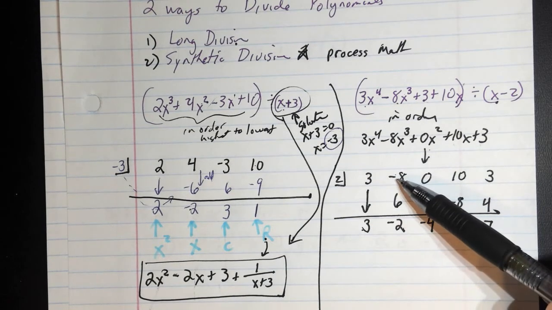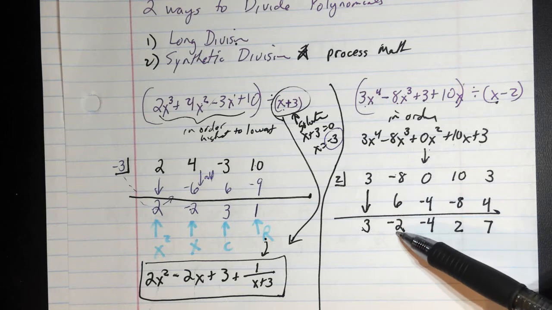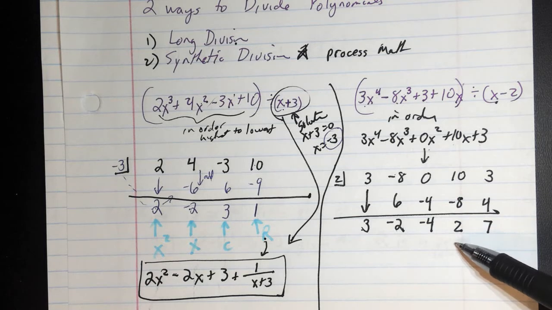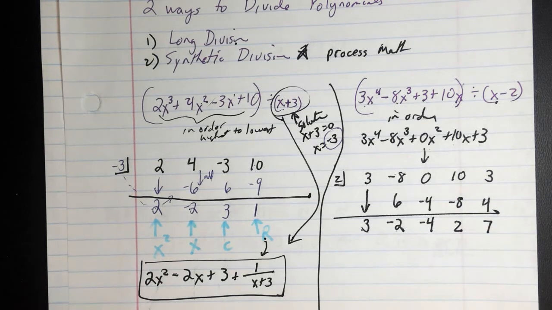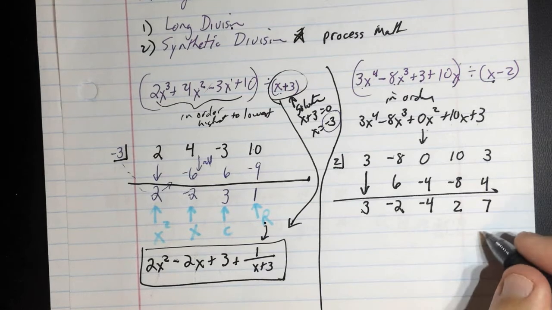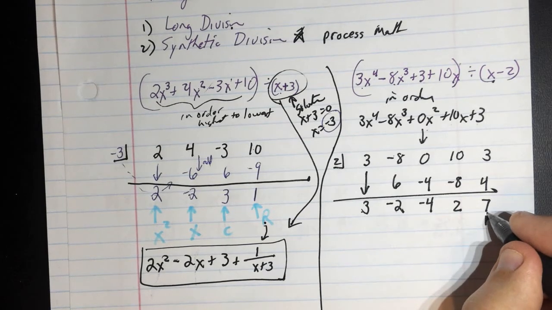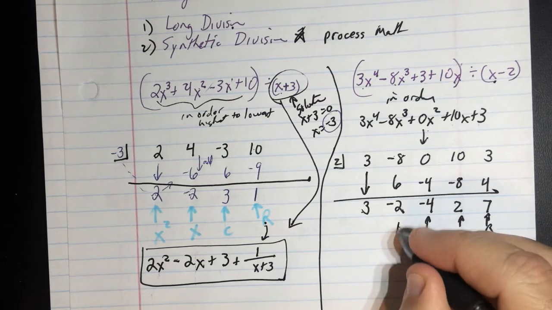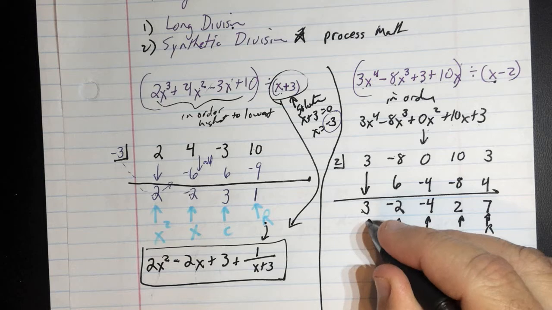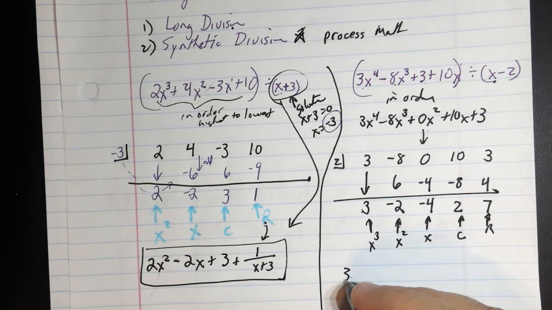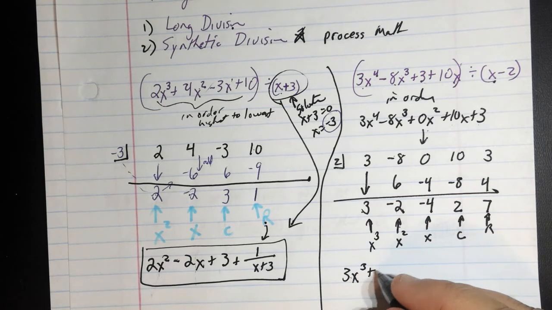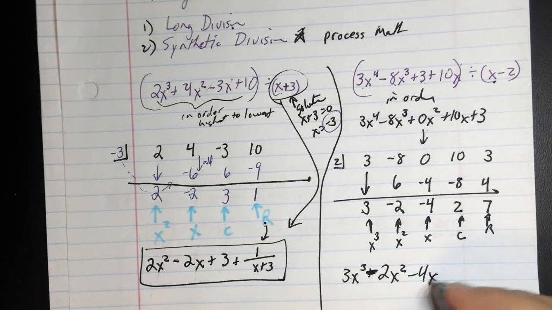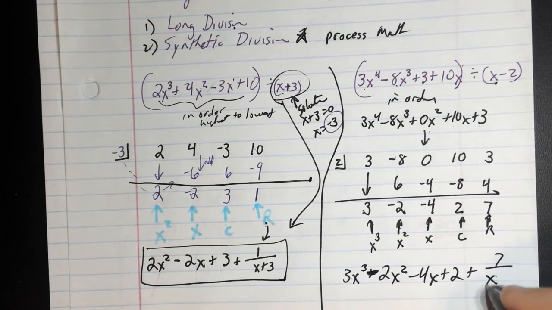I was thinking this was supposed to give me a remainder of 0, but it doesn't look like it's going to. Maybe I got the problem wrong. So what ends up being my answer? Remember, that's my remainder. This is my constant. This goes with x. This goes with x squared. And this goes with x cubed. So we're going to get 3x cubed minus 2x squared minus 4x plus 2 plus 7 over x minus 2.